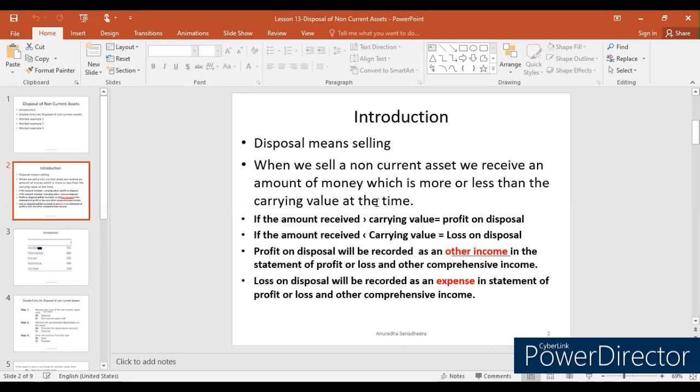I think we have already calculated carrying value in the previous lessons, 11 and 12. How do we get the carrying value? It means the value of the asset at that moment. So imagine you are selling it for $10,000, but the actual value is 8,000. So it's a profit on disposal, because you are selling it for more than the actual value. It's a profit.